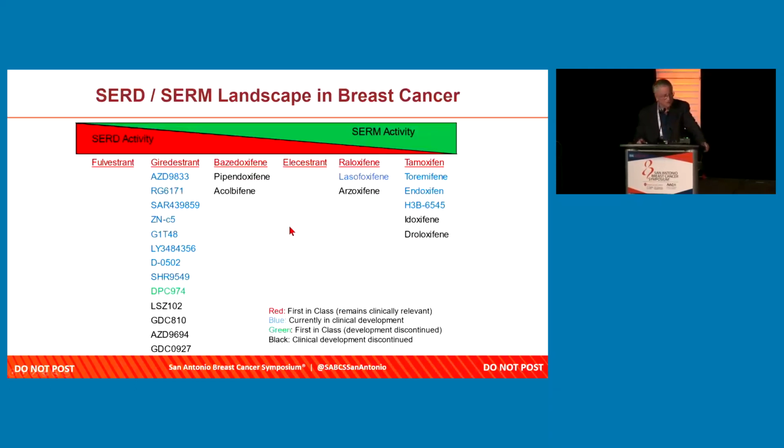And we can stratify these molecules in this sort of line across the top. SERD-like activity, where fulvestrant is over here on the far left, and tamoxifen, which actually stabilizes the estrogen receptors, over here on the far right. Here's raloxifene. I'm going to be talking more about this molecule, lasofoxifene, and you can see there are others that are either in development or have been abandoned, and some of the ones in red are going forward or already approved.